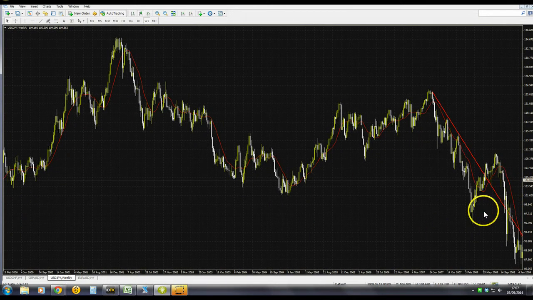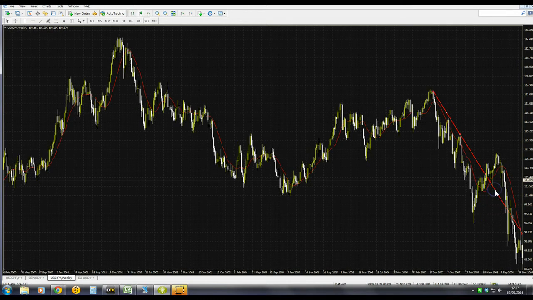Now, trend lines don't always work. You will get false breaks all the time. That's why we always have to have correct money management in position to protect ourselves from these things. And in the same respects, you've got to cut your losses and let your profits run.